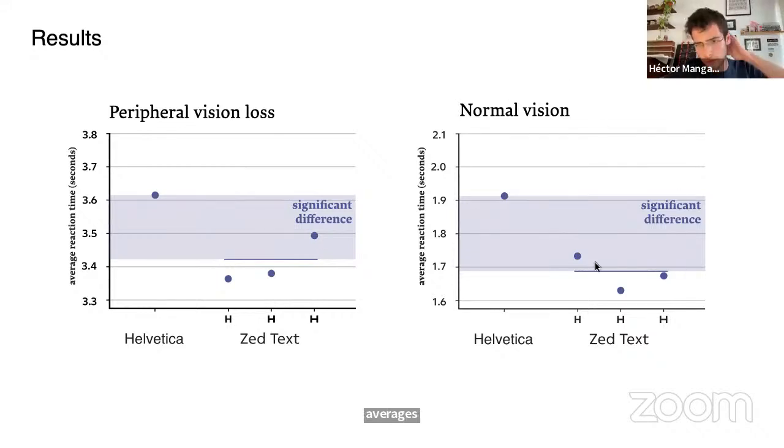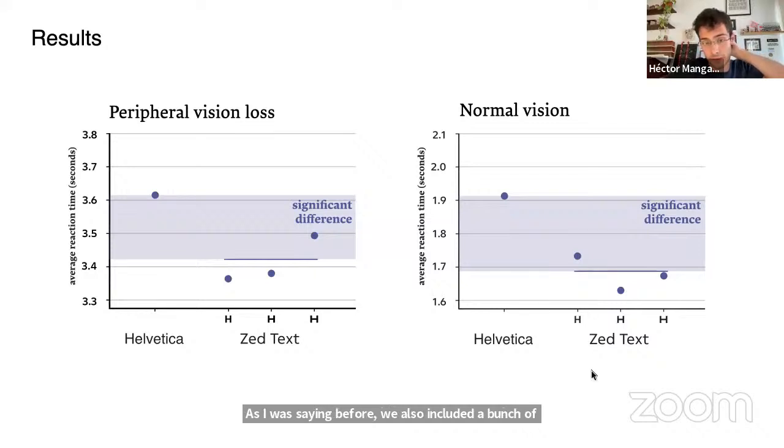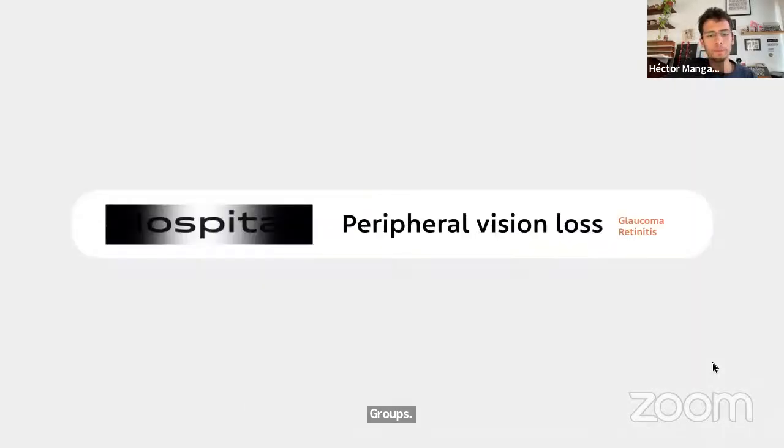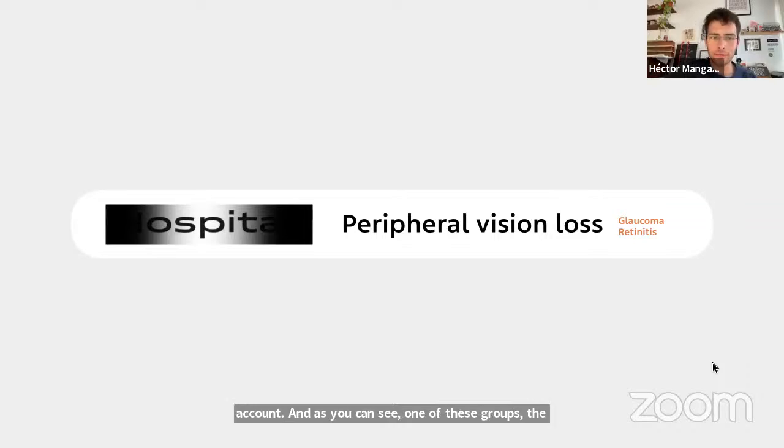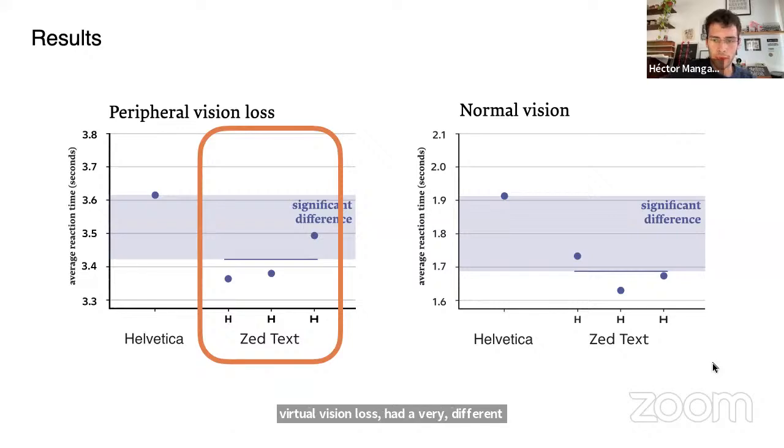As I was saying before, we also included a bunch of healthy vision participants to account for this. We also wanted to make sure that making the type very specific for a demographic didn't impair readability for other groups. It was very important for us to take this into account. And as you can see, one of these groups, the peripheral vision loss, had very different results from the other 3 groups. So as you can see here, the narrower version of Zed scored better than the other 2. It wasn't significant between these 2, but it was against the wider one.